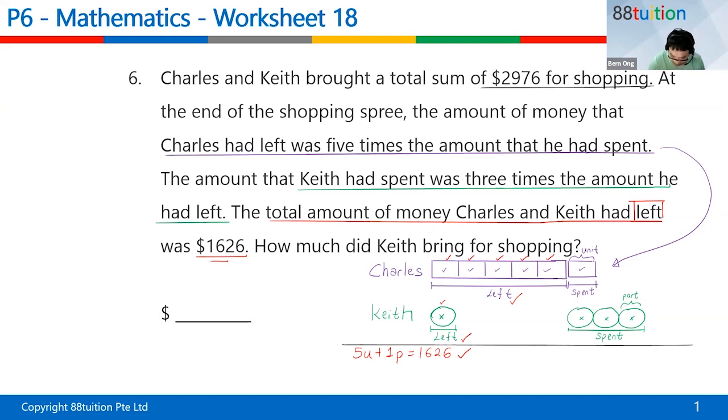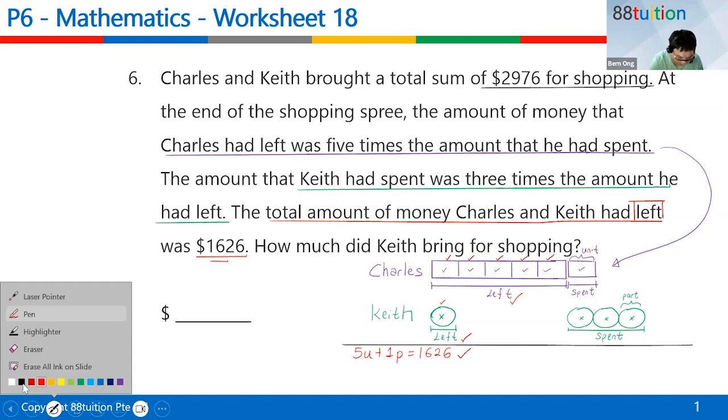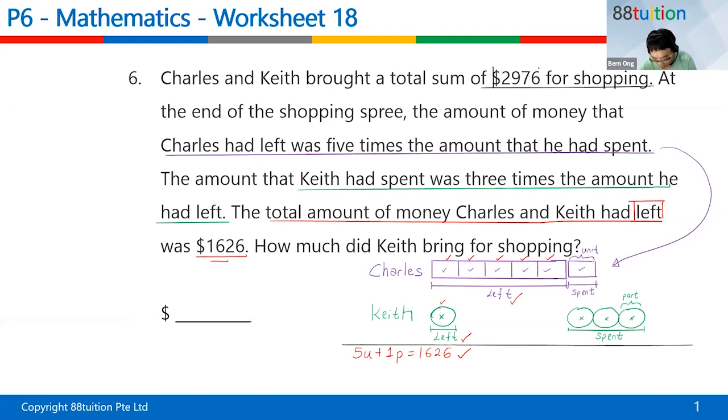Okay? Next. Sure, there's another clue in front. Yes, you're right. This clue down here: 2976. Right, this is a total. Total means what? Total means everything, right? Everything consists of how many units?